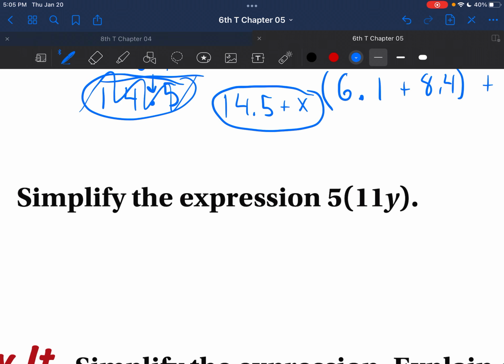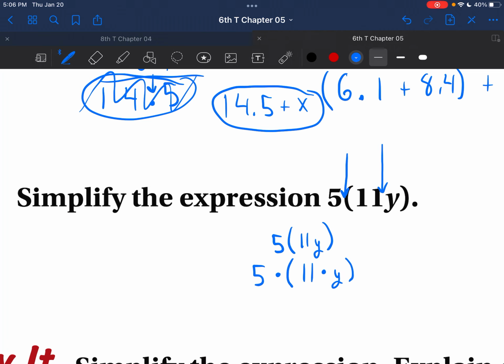This one looks a little bit tricky, but it is not. We just have to notice that there are some invisible signs in here, right? There's an invisible sign right there, and then there's an invisible sign right there. What signs can be invisible? Multiplication. So let's just expand this a little bit. I'm rewriting the problem, and I'm going to add those multiplication signs. So I actually have 5 times parentheses 11 times y.